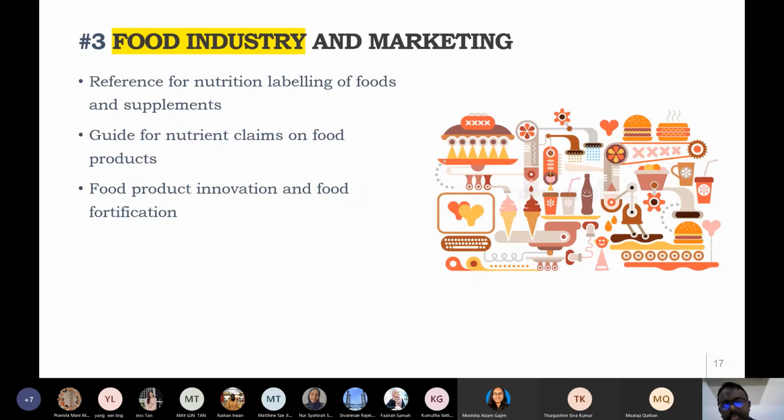And finally, for food product innovation and food fortification, they need RNI so that the product doesn't exceed or fall short of the requirement needed for specific nutrients.